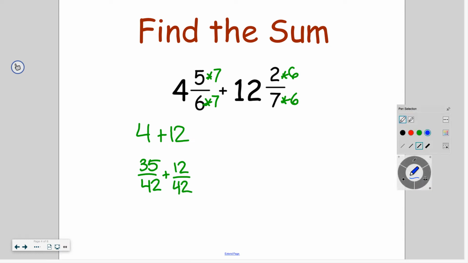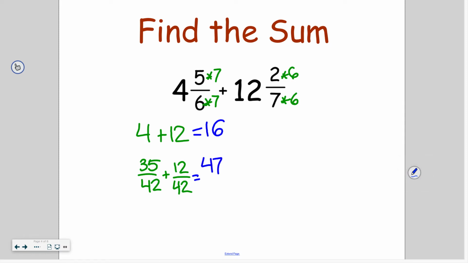Adding up those whole numbers, I'm going to end up with an answer of 16. And adding up my fractions, I'm going to end up with an answer of 47 over 42. Looking at 47 over 42, that is an improper fraction. So I'm going to reduce that down to 1 and 5 over 42. 42 can go into 47 once, giving us a remainder of 5.